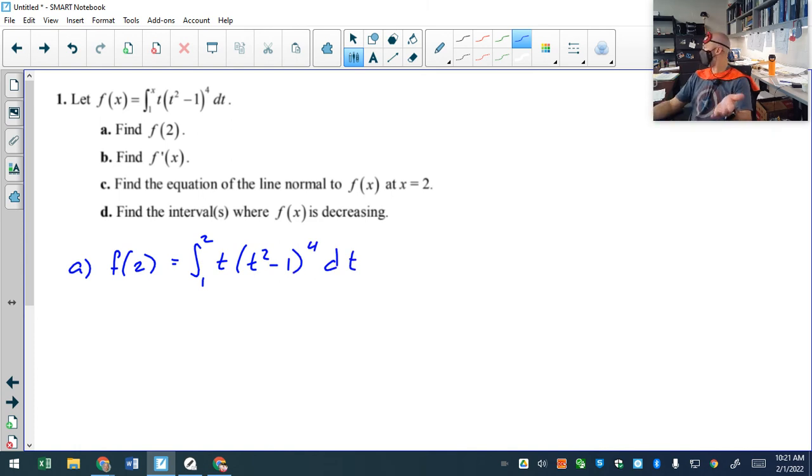Then we have to look at that and decide how in the world we evaluate it. This is where it gets difficult. How would I figure out what that is? Any ideas? It's a definite integral. So we have to find the antiderivative, plug in. What kind of antiderivative would this be?